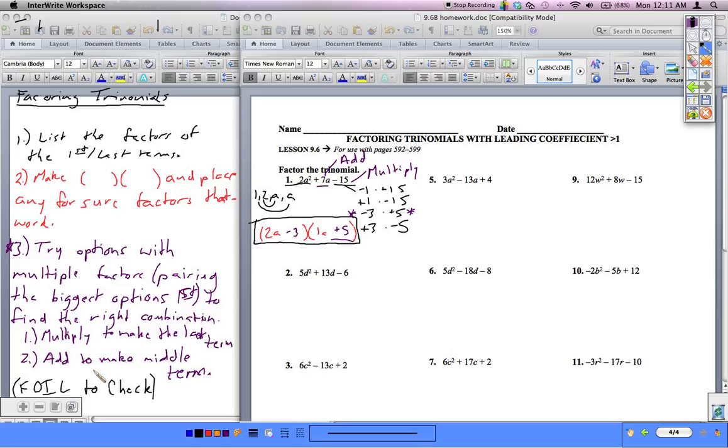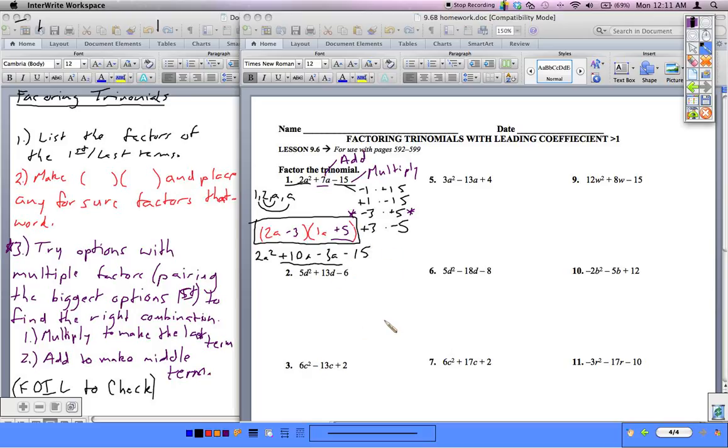Just to check that, we use FOIL. 2a times 1a, 2a squared. 2a times 5 plus 10a. Negative 3 times 1a, negative 3a. And then negative 3 times 5, negative 15. When we combine our middle terms, since they are alike, they become positive 7a, which is what we were after the whole time. Okay? So let me talk you through a more difficult one.